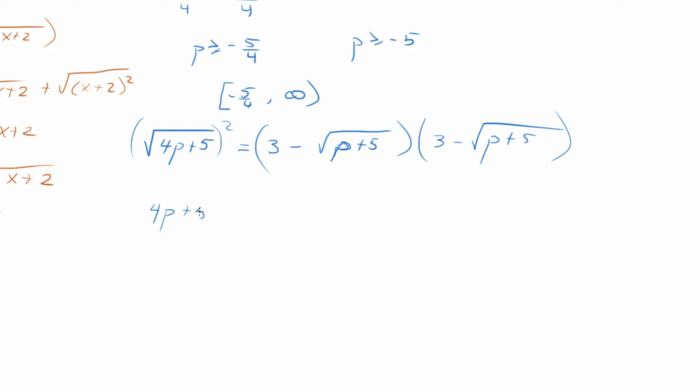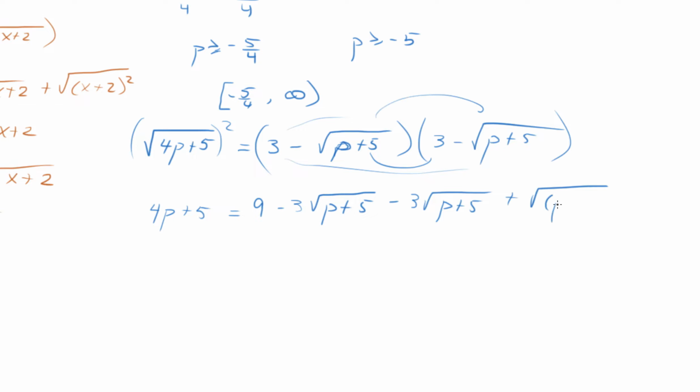So 4p plus 5. We FOIL. So 3 times 3 is 9. 3 times negative radical is negative 3 radical p plus 5. Negative 3 radical p plus 5. And then positive radical. And remember how I always write it? p plus 5 squared. So you're left with 4p plus 5 on the left. Here's 9 minus 6 radical p plus 5 plus p plus 5.